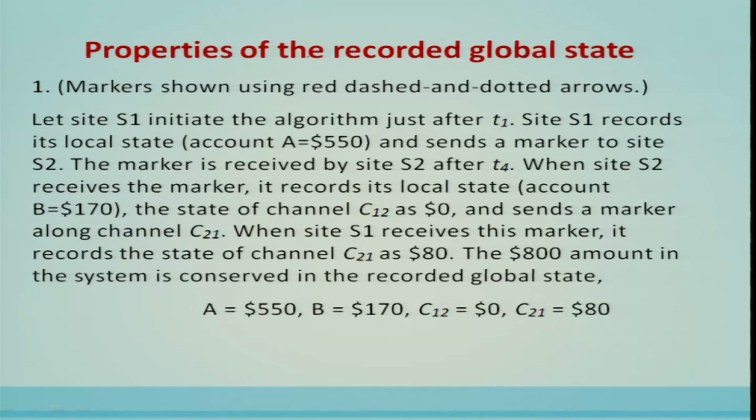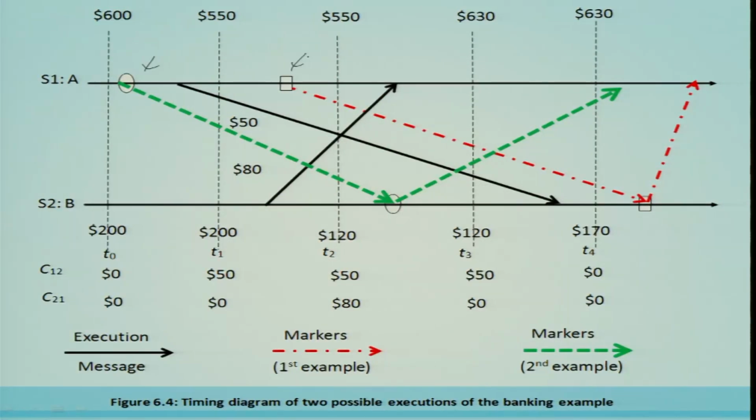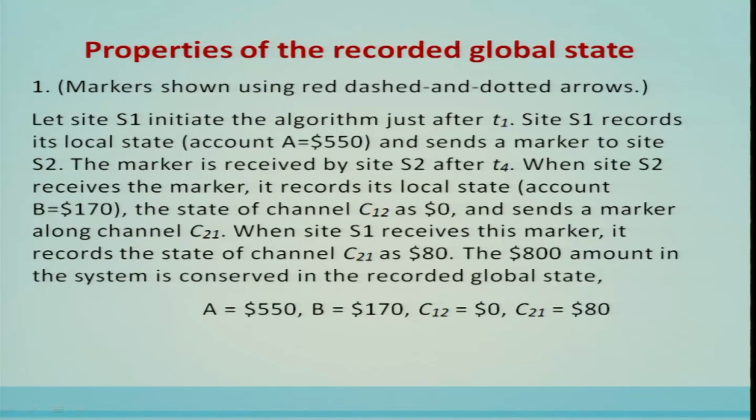So first we will see this particular example, and this we will see next. Site S1 initiates the algorithm just after T1. Site S1 records its state as 550 over here, and sends a marker to site S2. The marker is received by site S2 after T4.